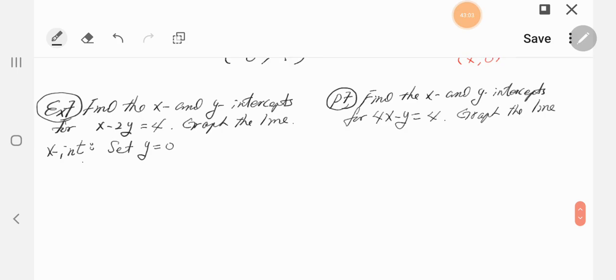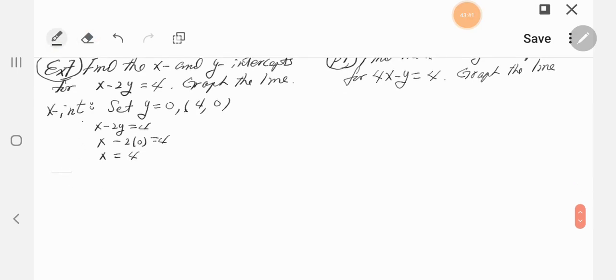So we have here x minus 2y is equal to 4. I will set the y value equal to 0. Then x minus 2 times 0 equals 4, right? So what is the x value? X is equal to 4. So the x-intercept is 4. Okay, let me write it over here. So x is 4, y equals 0, right? Y equals 0.